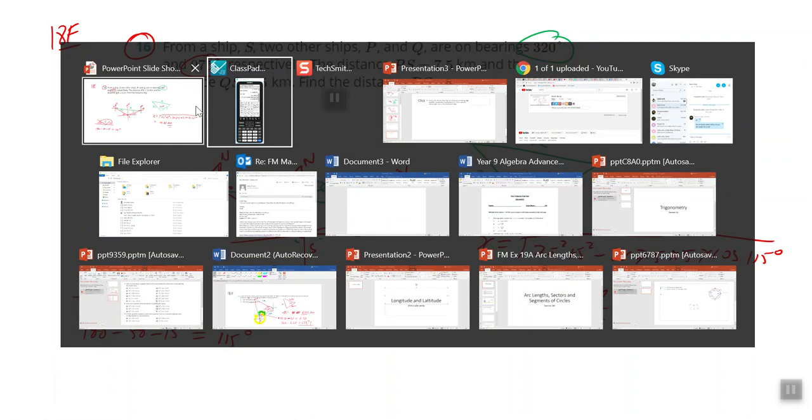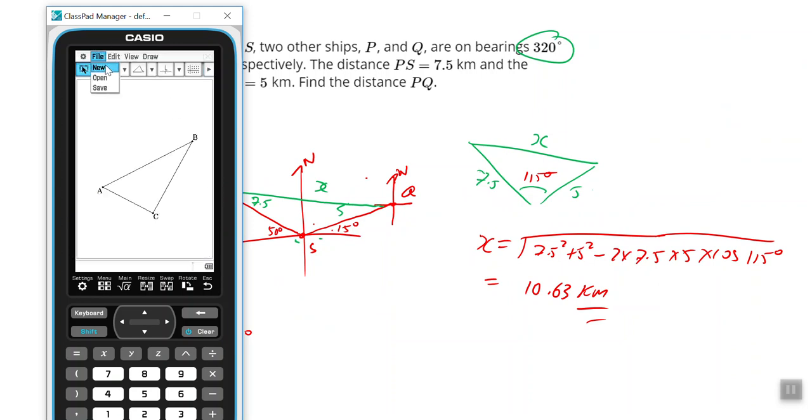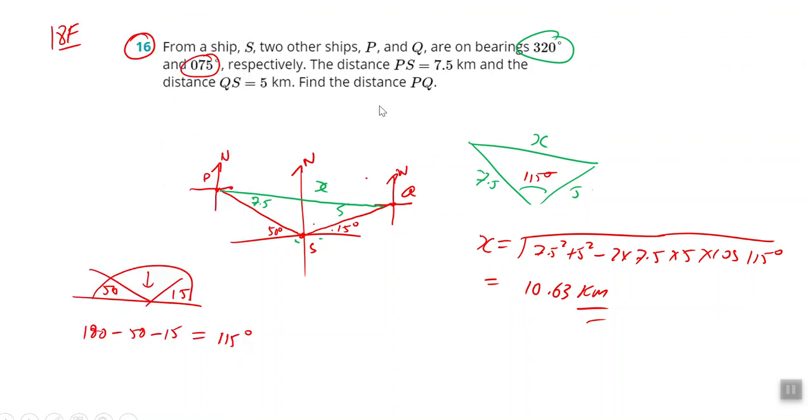Let's go back to the geometry tool. I want to do this the cheat way and see if we get the same answer. So if I've got 7.5 here and 5 here, and the angle between being 115, we got 10.63. Fantastic, we get the same answer. So that's basically how you get the distance of PQ. Hopefully it helps.